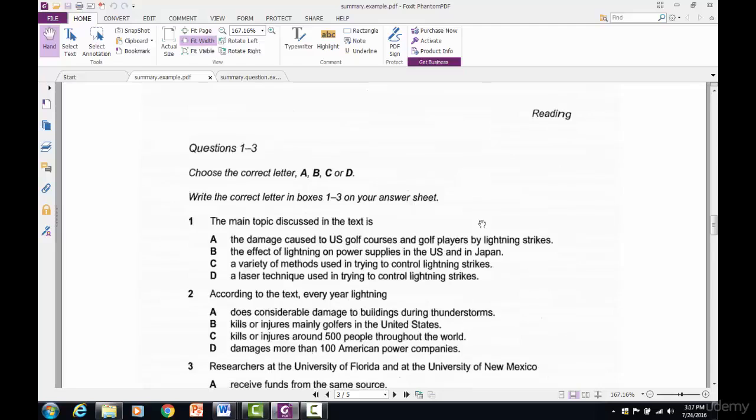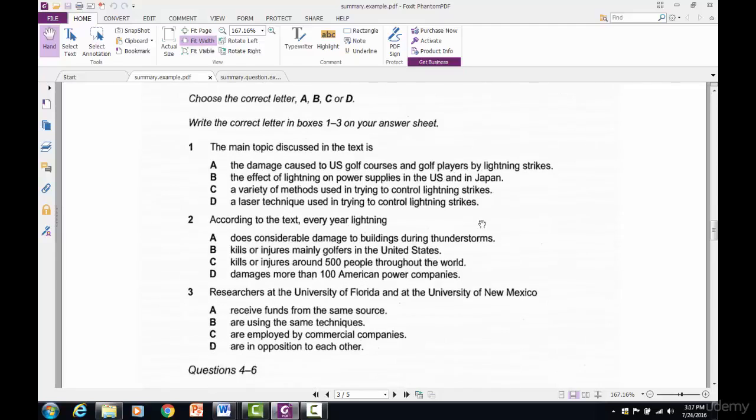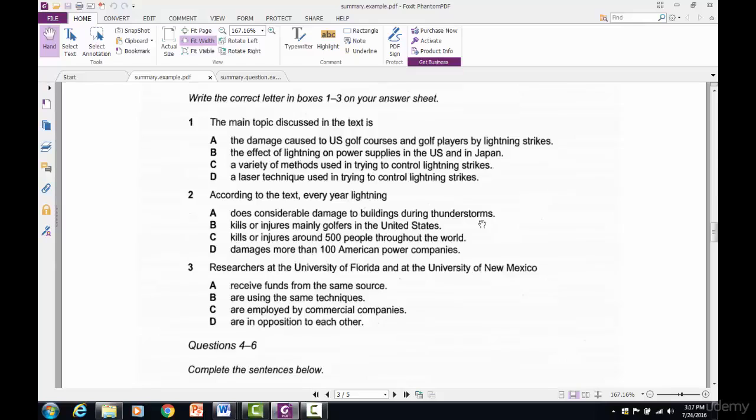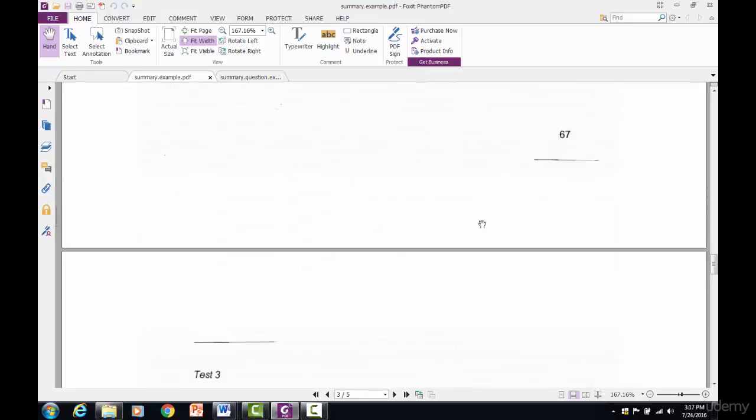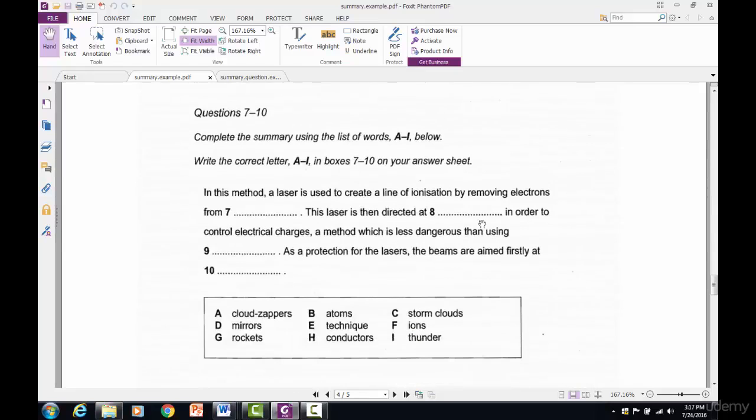First we have a multiple choice question, which we would do first because it goes in order. Then we have a complete the sentence question, a fill in the blank question, which we also do in order. And then we have our summary question. If we were doing this for the real exam, we would do our multiple choice question, then our fill in the blank question, then our summary question. And it should be a little bit easier.